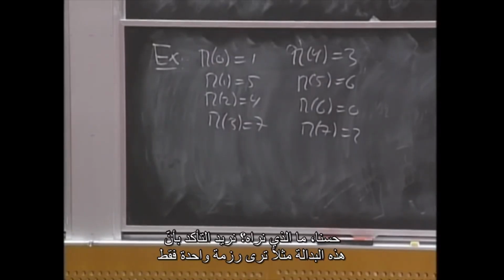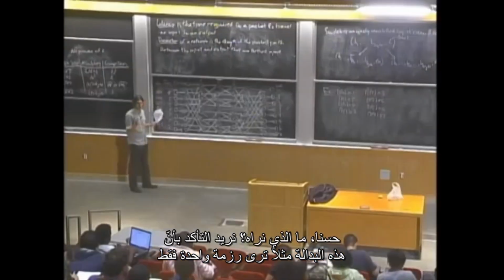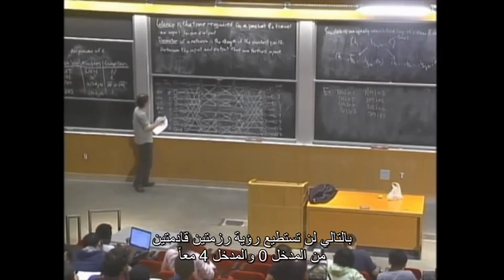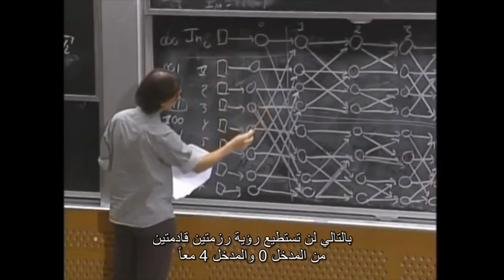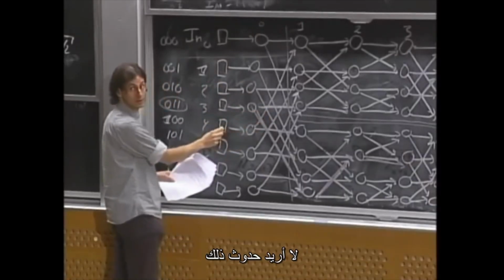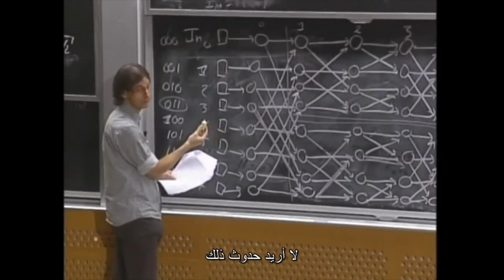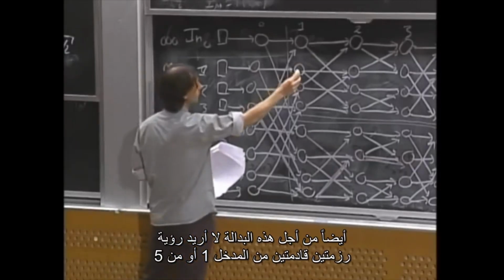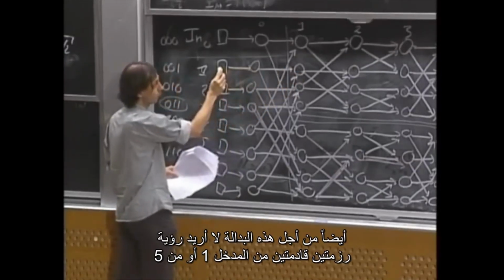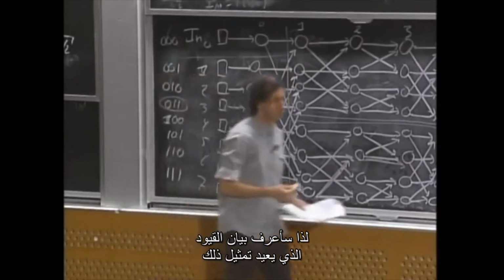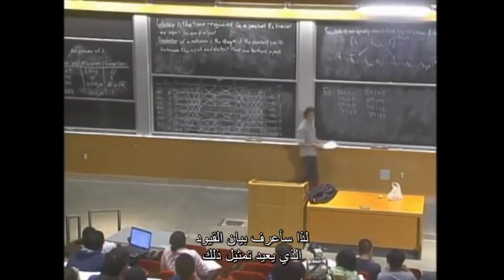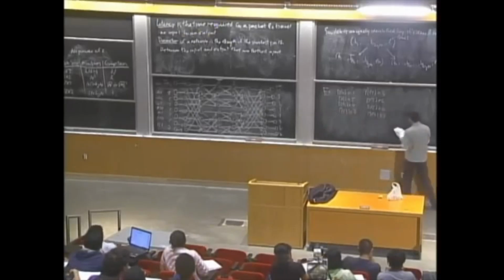Okay, so what do we see? We want to make sure that, for example, this switch is only seeing one packet. So it cannot see a packet both coming from input 0 as well as from input 4. I do not want that to happen. Similarly, for this one, I do not want to see a packet coming from 1 and one from 5. So let me define a constraint graph that sort of represents this.